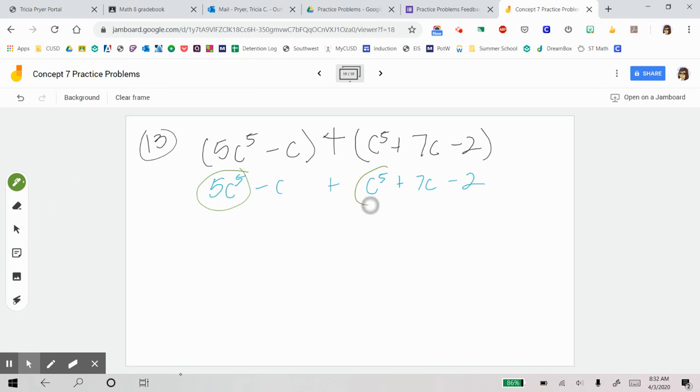5c to the 5th and c to the 5th is 6c to the 5th. Next highest power is negative c and 7c. That would make positive 6c. And then finally, the negative 2. Okay? And the directions were just to simplify. We're not going to factor from here. Simplify means we just leave it as this polynomial.